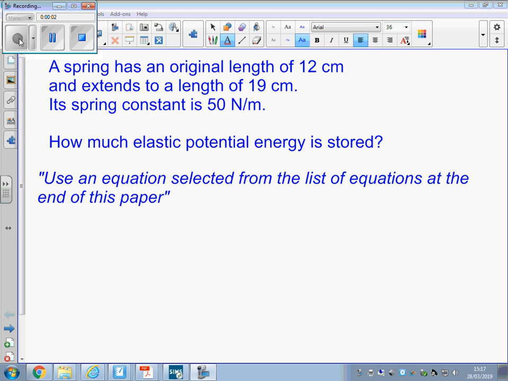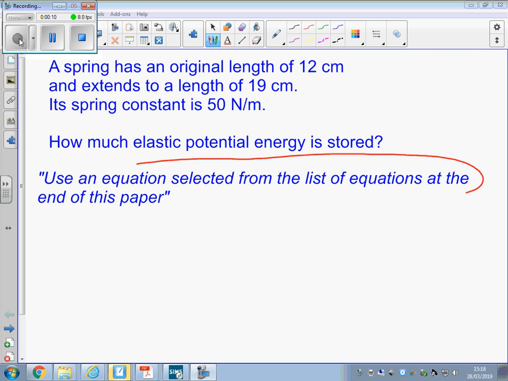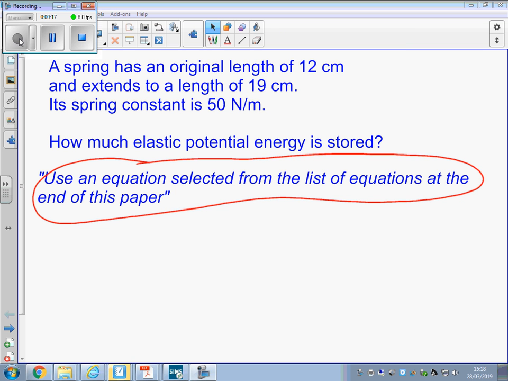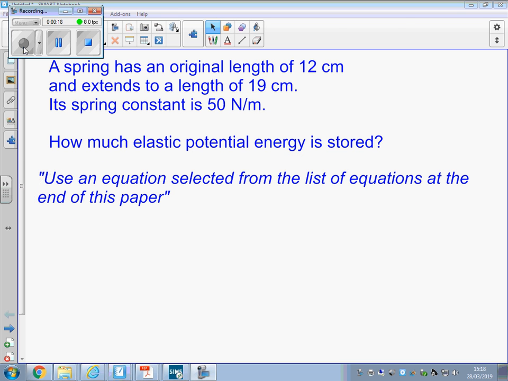Here's an example of a question where you don't need to know the equation off by heart, and the exam will always say something like this: use an equation selected from the list of equations at the end of this paper, which is easy enough as long as you know which one to use. So look at the key information.